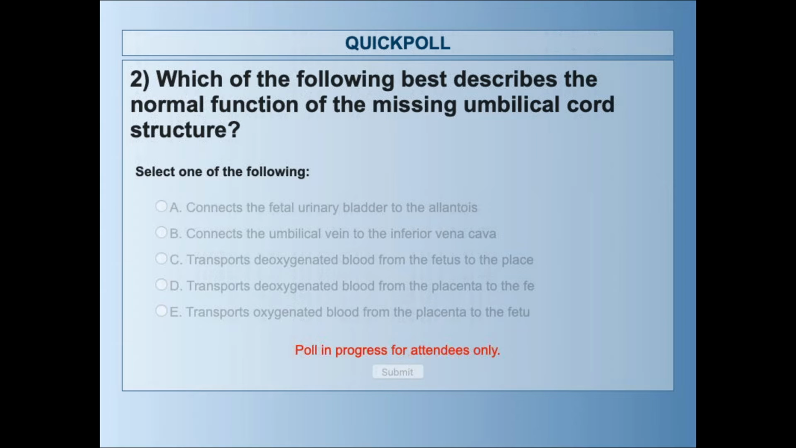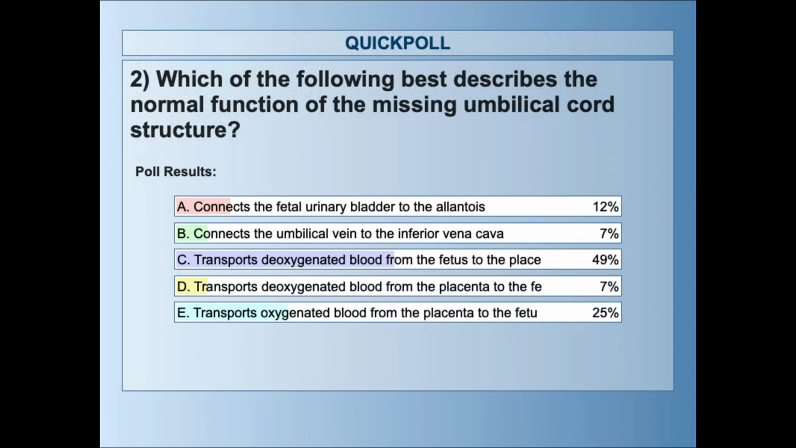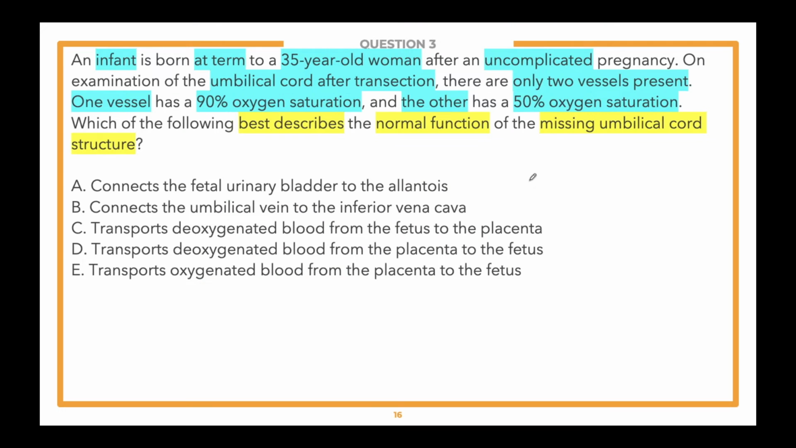I see the responses coming in. We'll give all of you a few more moments here. All right, well, let's take a look and see what you selected. Once again, we have a clear favorite. 49% of you selected transports deoxygenated blood from the fetus to the placenta. And in second place, 25% of you selected transports oxygenated blood from the placenta to the fetus. So let's take a look and see what the correct answer is.